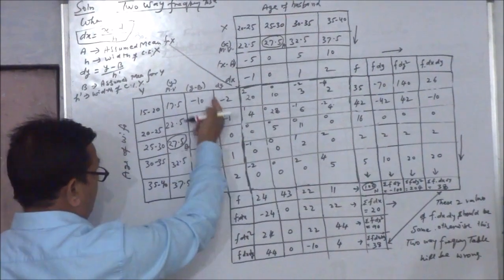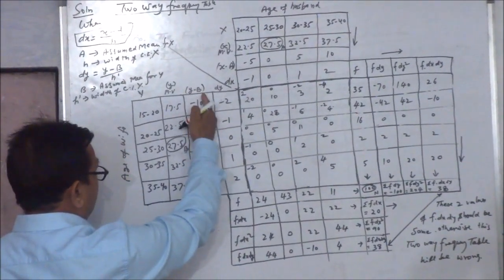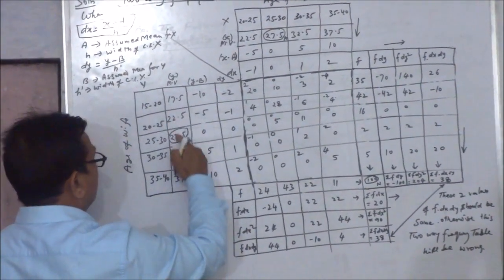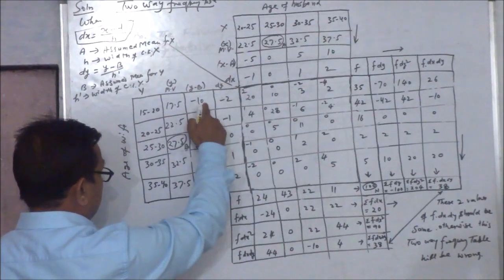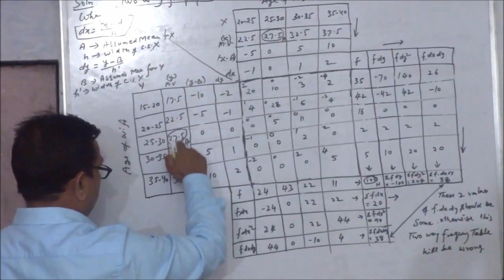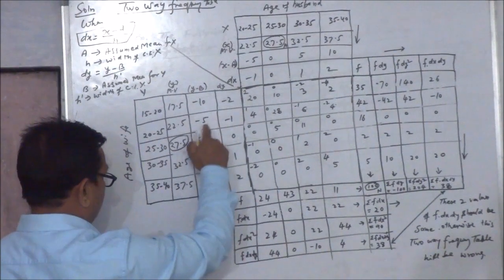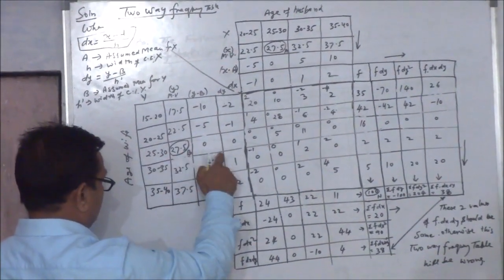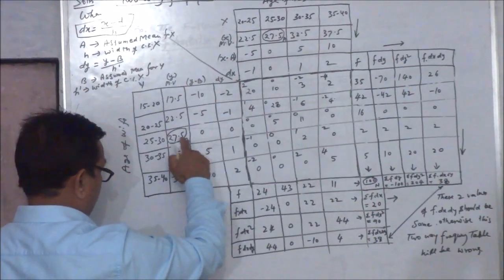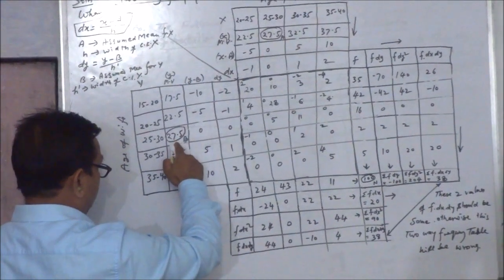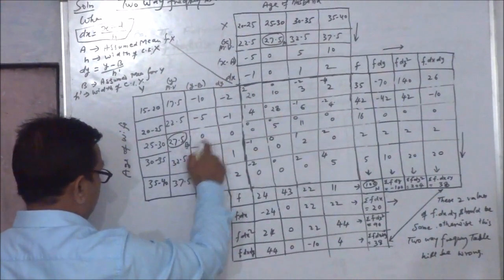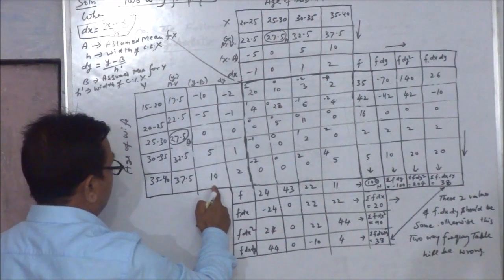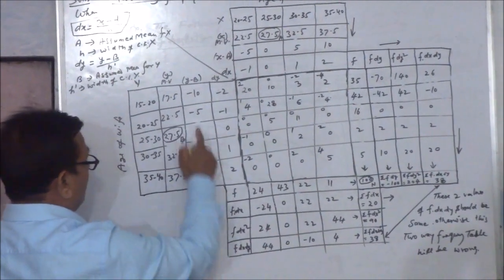This is b. For the next column, I will calculate y minus b. 17.5 minus 27.5, this is minus 10. 22.5 minus 27.5, this is minus 5. 27.5 minus 27.5, this is 0. Like this you can calculate all the values of y minus b.